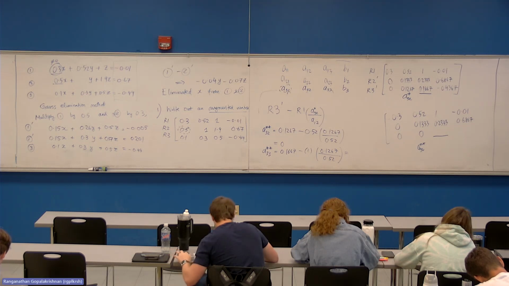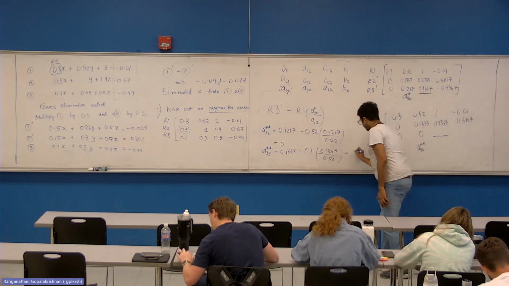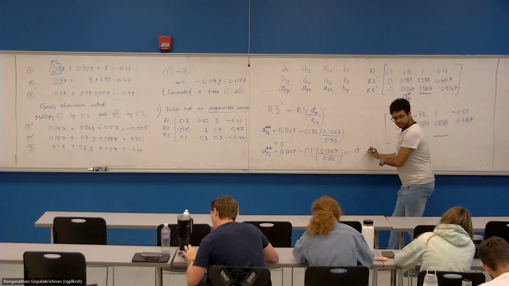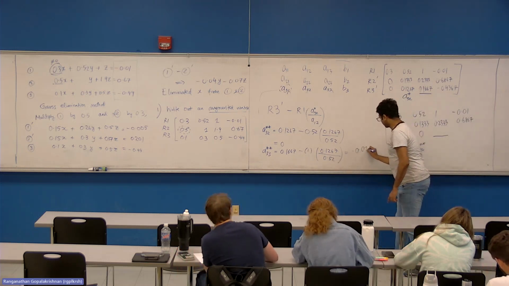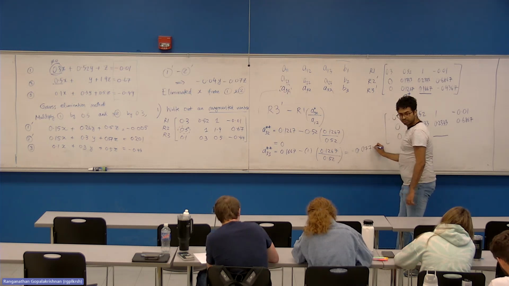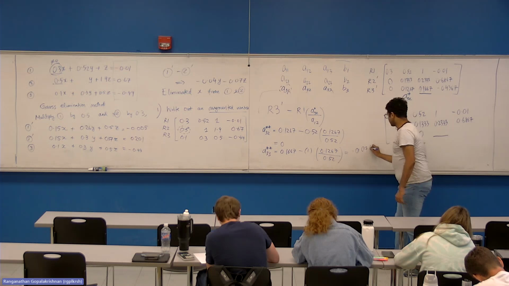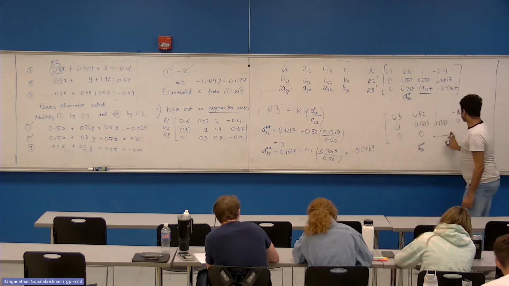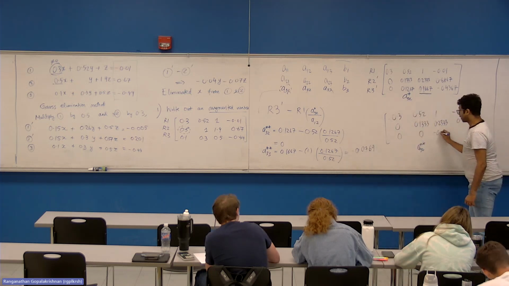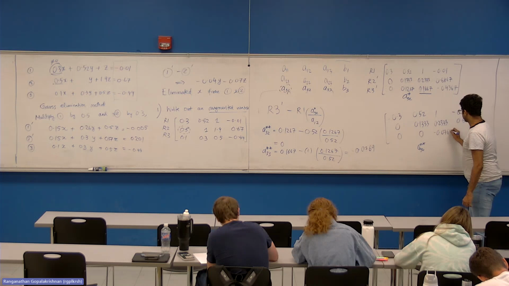You have a number? Yeah, tell me. Negative 0.077. One more decimal point. 0.0769, yeah. Okay. So this is negative 0.0769, which is A33 star star.